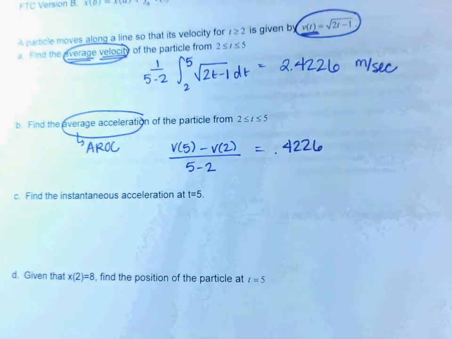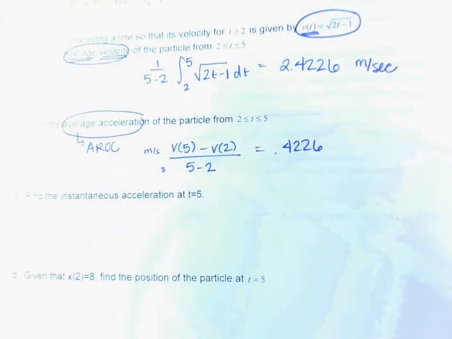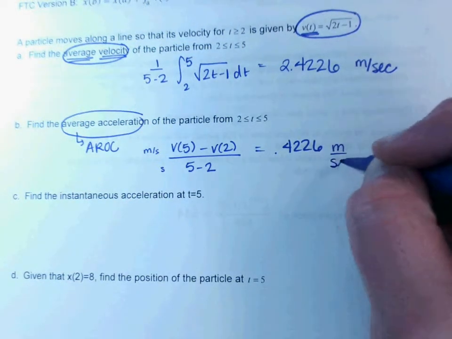Now let's talk about units. On the top was velocity, that's meters per second. On the bottom was seconds, so the average rate of change or acceleration would be meters per second squared.